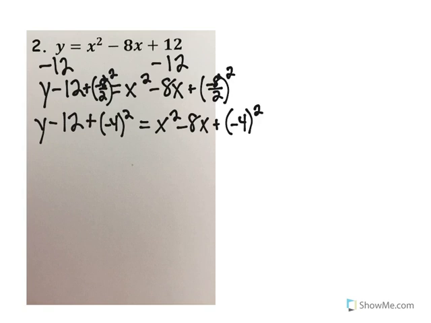Let's do the math. Can you leave it out of the parentheses? You just have a minus. I'd rather leave the negative 4 in parentheses because that means negative 4 times negative 4 when you square it. Square it. Y take away 12 plus 16 equals x squared minus 8x plus 16.